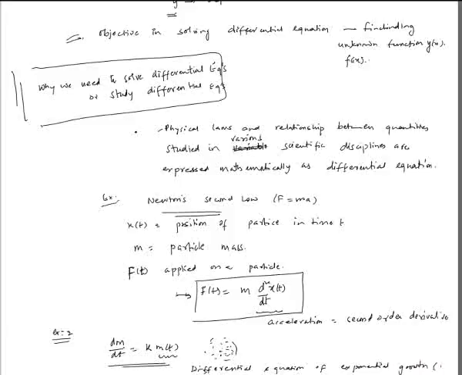So this equation basically represents a differential equation for exponential growth, and remember that k has to be greater than 0. If k is less than 0, then it becomes an exponential decay.